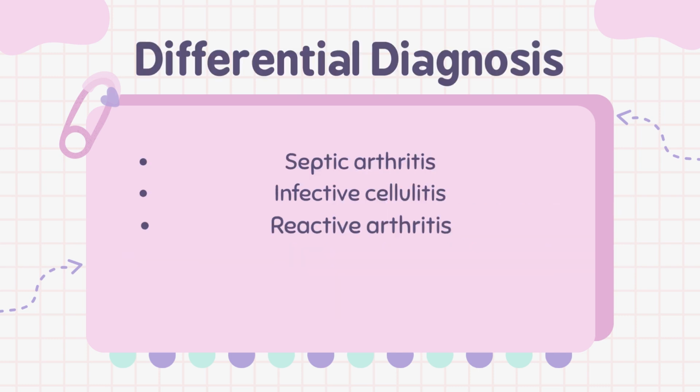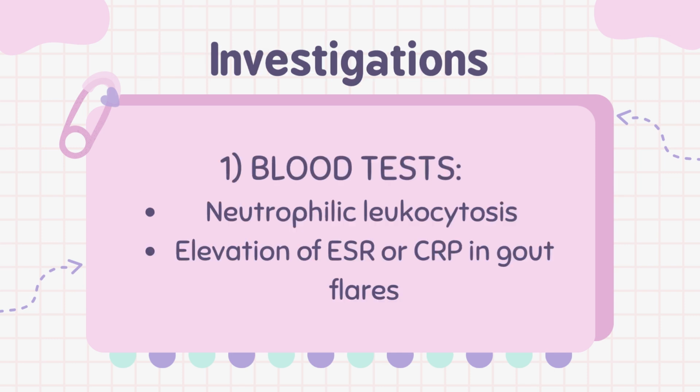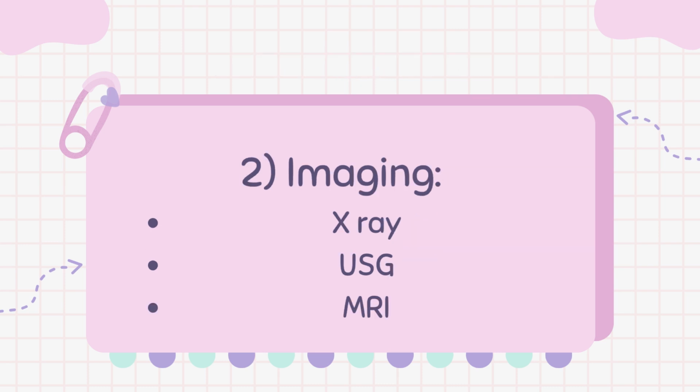The differential diagnosis of gout includes septic arthritis, infective cellulitis, reactive arthritis. The blood test will show neutrophilic leukocytosis and raised levels of ESR and CRP. X-rays, ultrasound, and MRI also help in diagnosing gout.